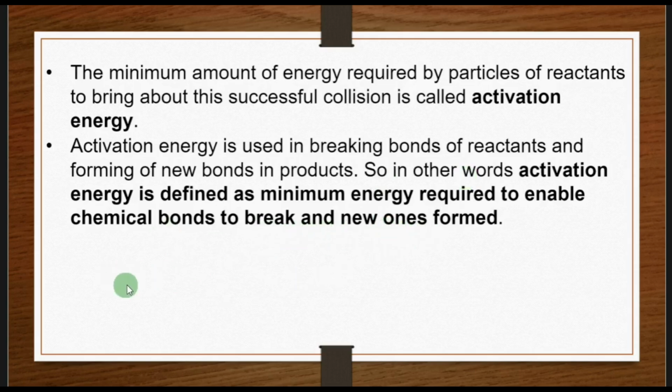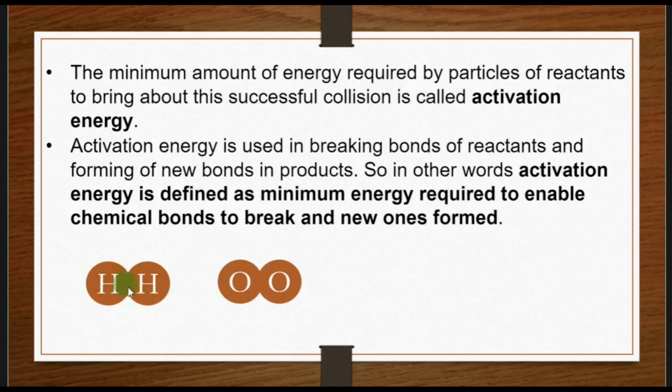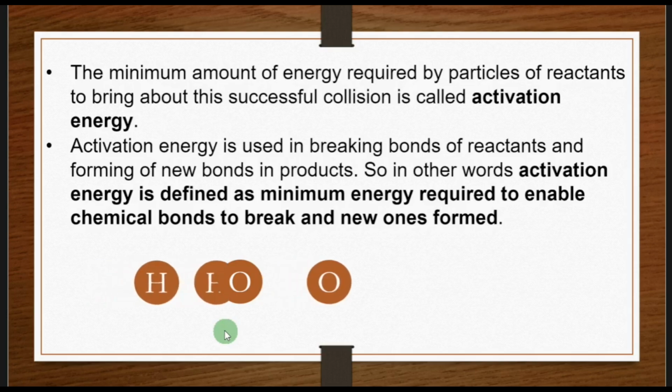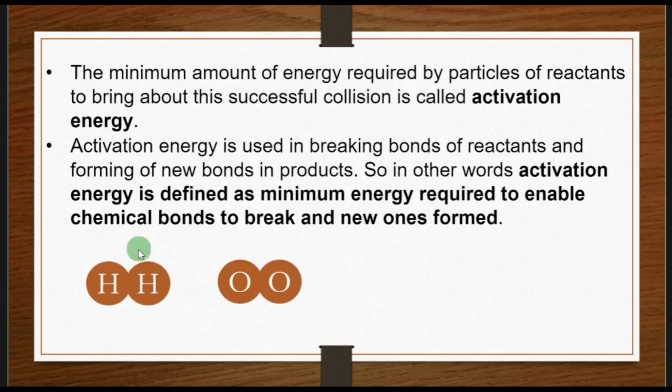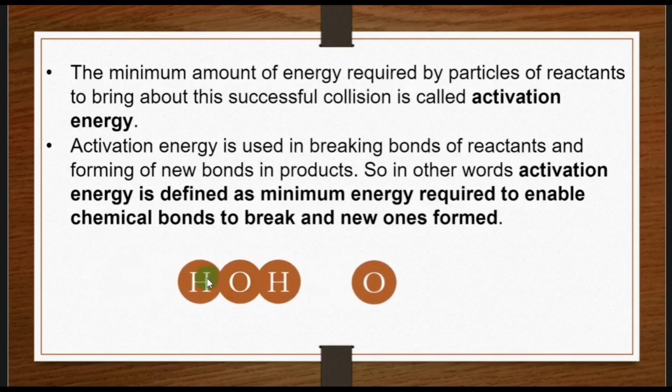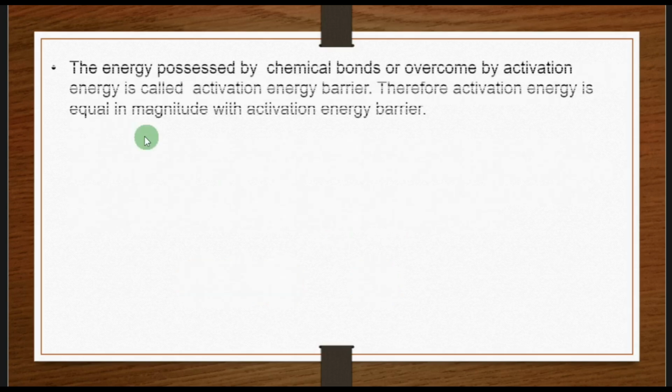So for instance, if you have this one as hydrogen gas and this one as oxygen gas, and they are reacting to form maybe water or any other substance, these bonds must be broken and new ones must be formed like this. This bond is broken, and when it is broken, this one can bond like that, and this one can bond with any other oxygen that may be available. So that's what you should understand. Activation energy is defined as the minimum energy required to enable chemical bonds to break and the new ones to form. All right, so let's now look at the energy.